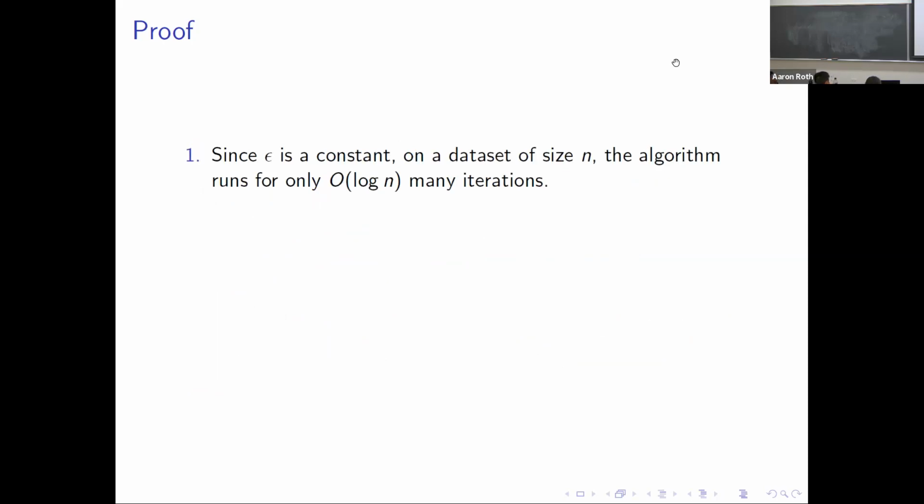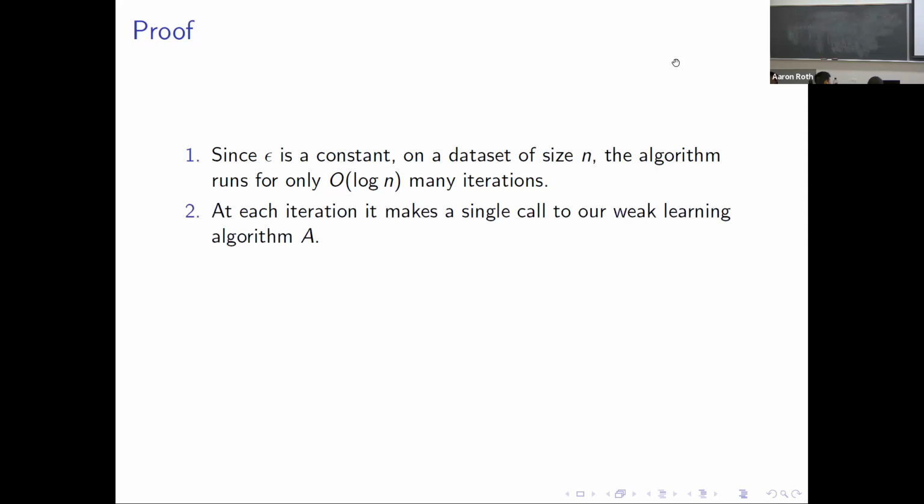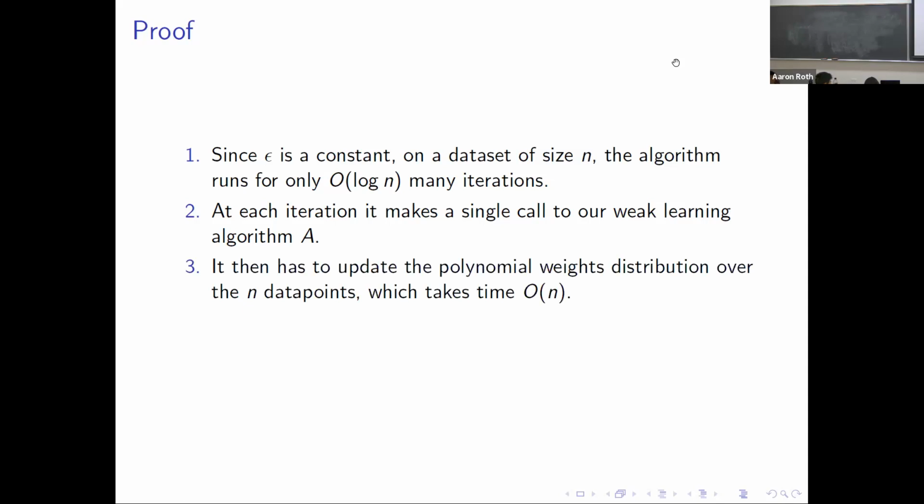So this is a computationally efficient algorithm, right? Since we only need an epsilon approximate equilibrium for a constant value of epsilon, with data sets of size n, this algorithm runs for only log n iterations. At each iteration, we make only a single call to the weak learning algorithm. We have to update the polynomial weights distribution, which is a weighting over n data points, and that takes linear time.